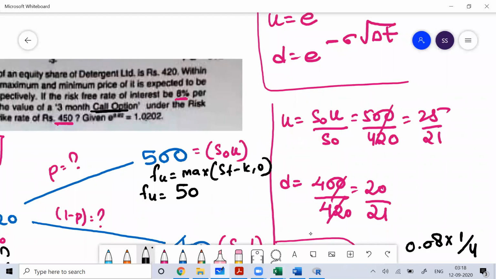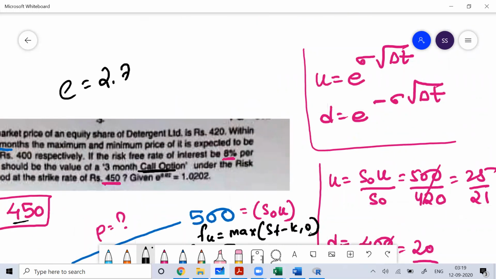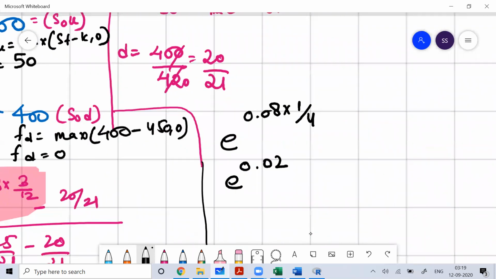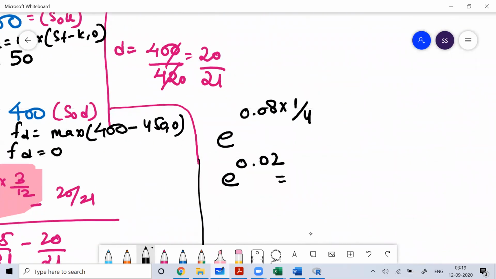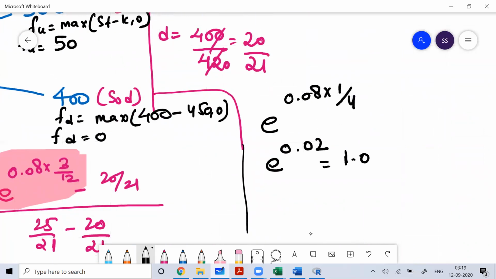Suppose, if imagine the examiner forgets to give this value, that also I have taught how to do. I think in one of my previous videos I have explained how to do this calculation without using a scientific calculator, in a normal calculator. The only thing you have to remember is the value of e is 2.71828. E is basically called Euler's number. If you know this value, then you can calculate everything. If you watch my previous video, you'll understand. So e to the power 0.02 is 1.0202, and that value is given already in the problem.